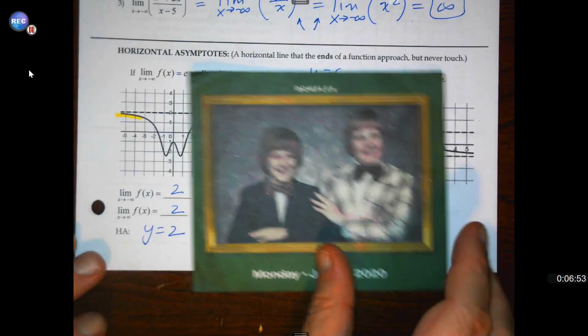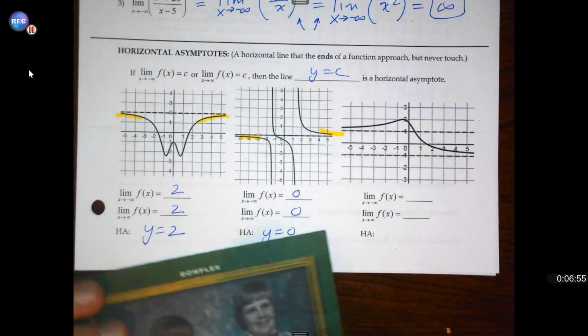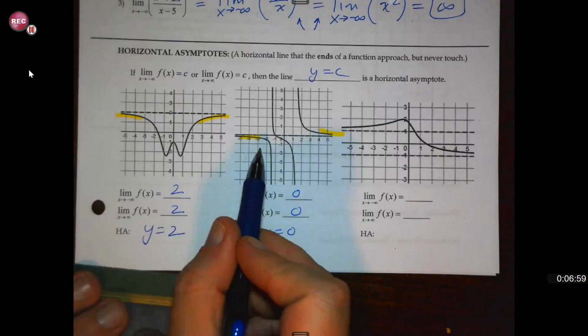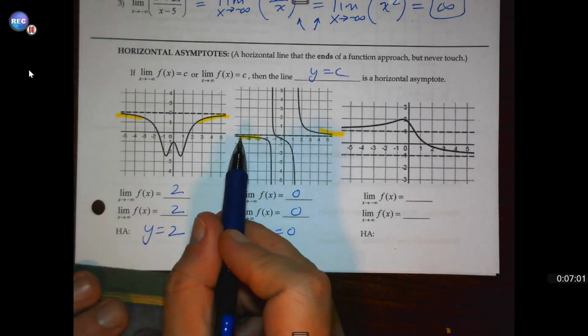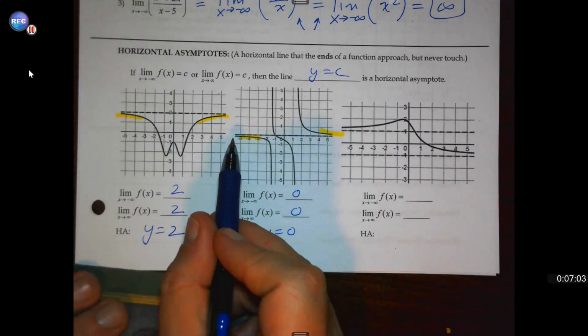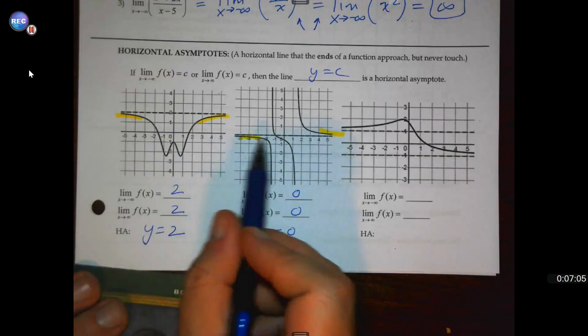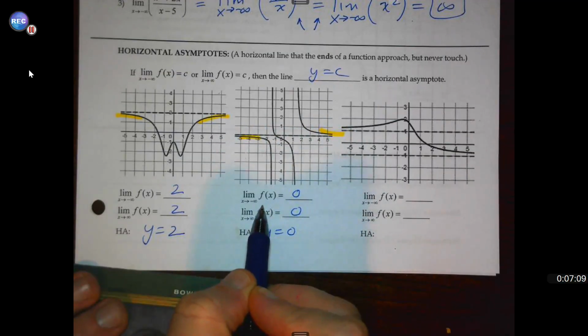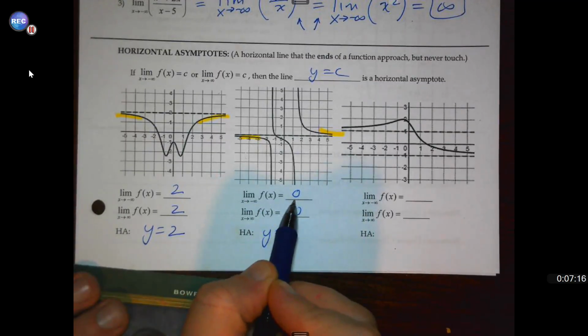Okay, welcome back, everybody. So I highlighted the two ends of the graph, and if we look at the left end, we can see that it's getting closer and closer and closer to the x-axis. And since the equation of the x-axis is y equals 0, I could say that that left end limit, or the limit of the function as x goes to negative infinity, would just equal 0.